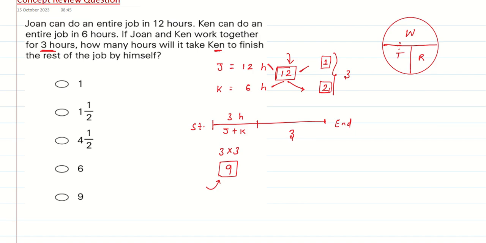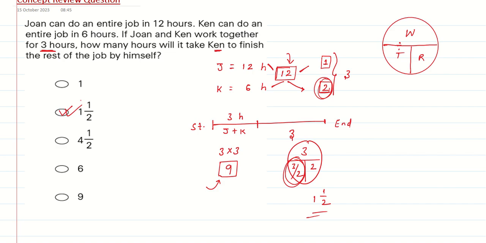So what is Kane's efficiency? I have the work remaining, 3, and I have the efficiency, that is 2. 3 by 2. So 3 by 2 means what? 1, and 1 by 2. The answer is this one.